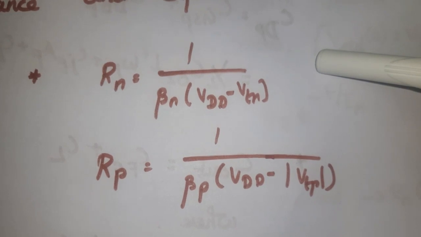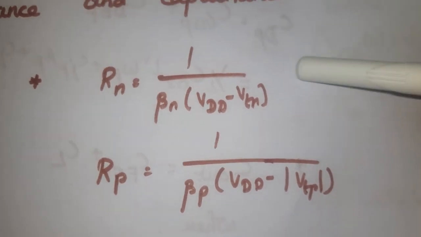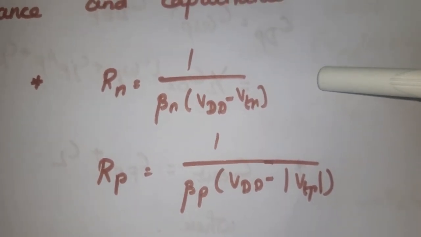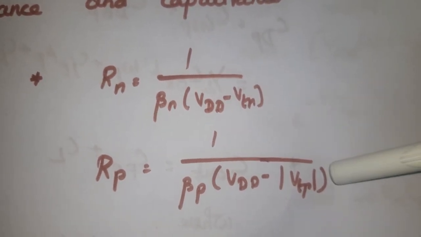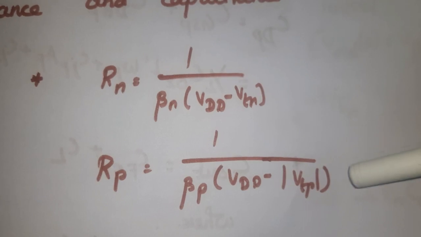The resistance Rn is defined as 1 divided by beta n into (VDD minus VTN). Similarly, Rp is equal to 1 divided by beta p into (VDD minus VTP).